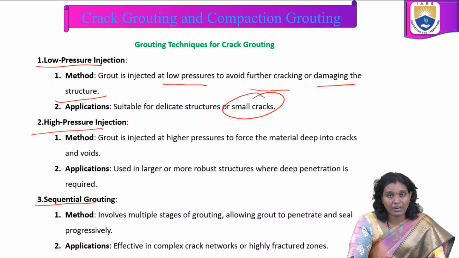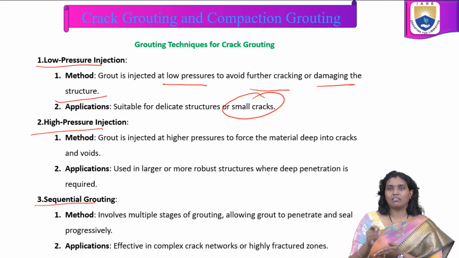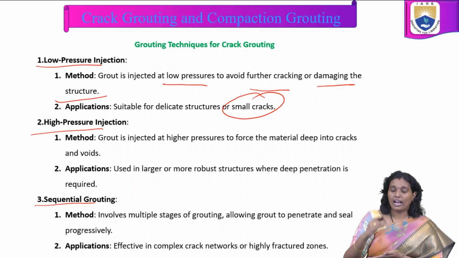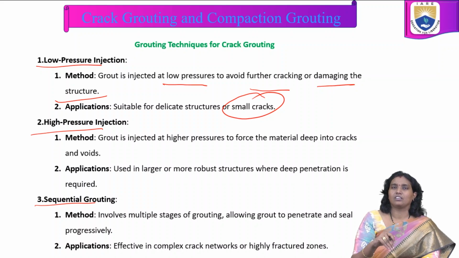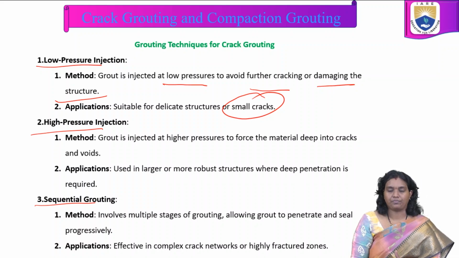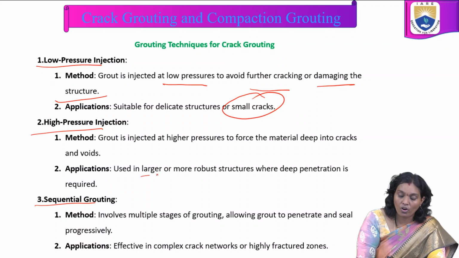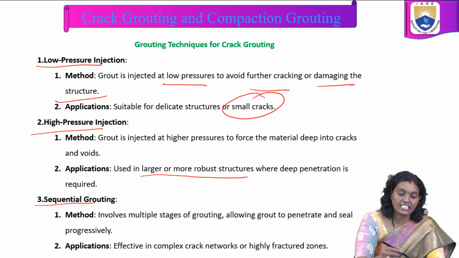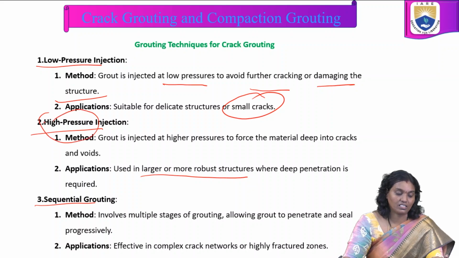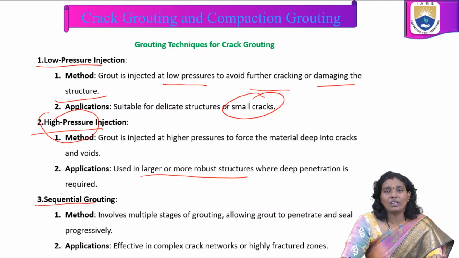Now move on to high pressure injection. Grout is injected at high pressures to force the material deep into the cracks and voids. Whenever we are forcing, the pressure is more and the penetration depth into the crack is also more, filling the voids. It is used in large or more robust structures where deep penetration is required. Next is sequential grouting.